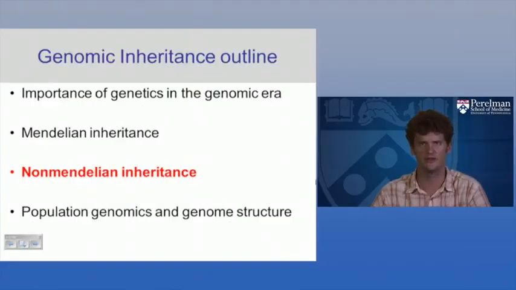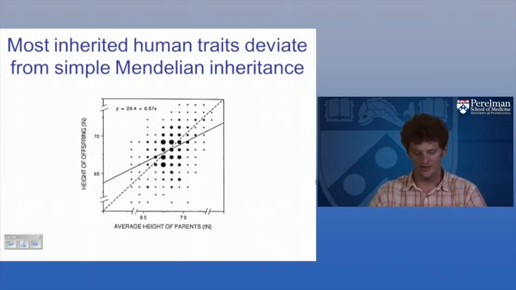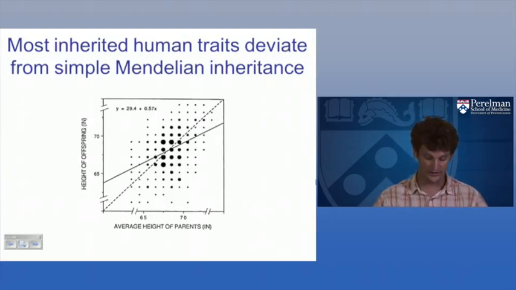Okay, so the third section is going to be non-Mendelian inheritance. Mendelian inheritance is all well and good, but it really isn't the rule when you look at the kind of human variation that we see in our day-to-day lives. This is a classic plot from early work by Francis Galton, well over 100 years ago, comparing the height of an individual with the height of their parents.